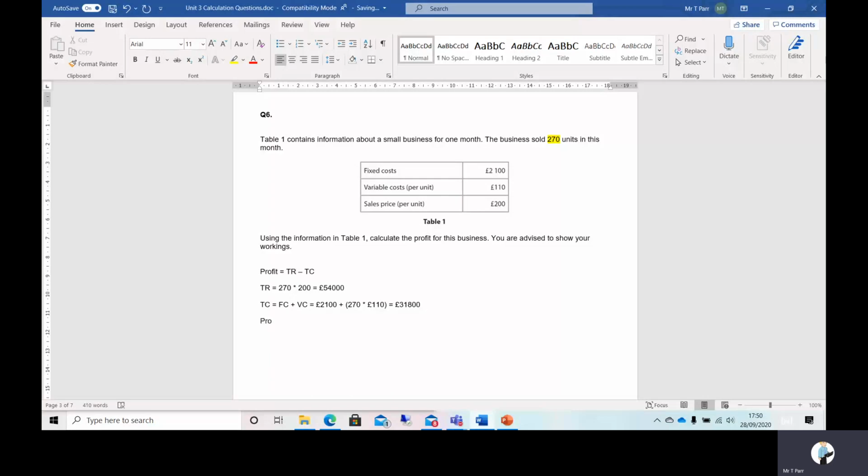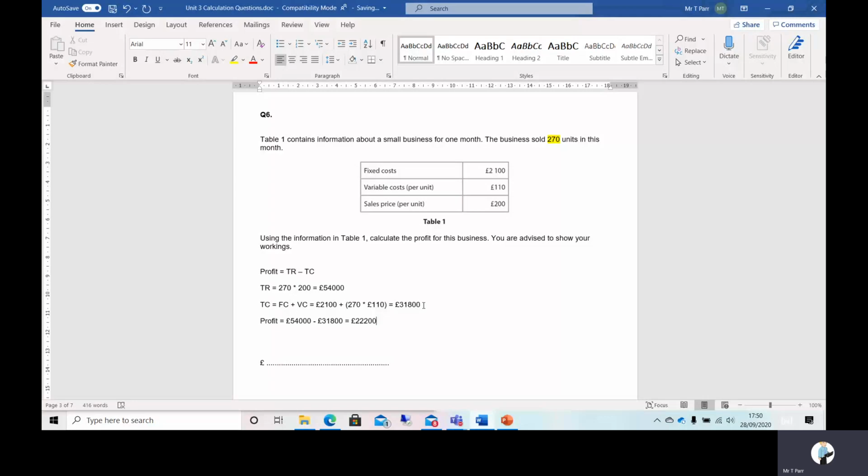So profit is equal to 54,000 take away 31,800, and that comes to 22,200. Okay. And once again, you can see there, you've got the dotted line for you to put your answer.